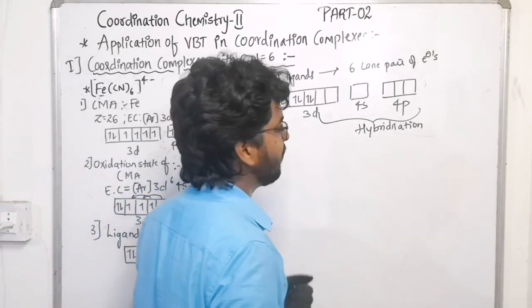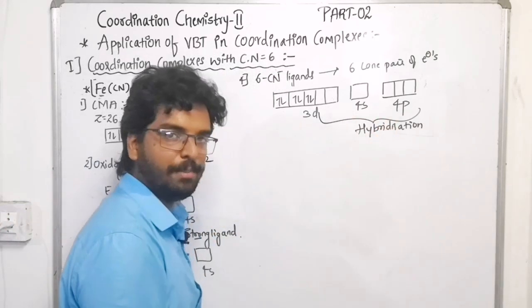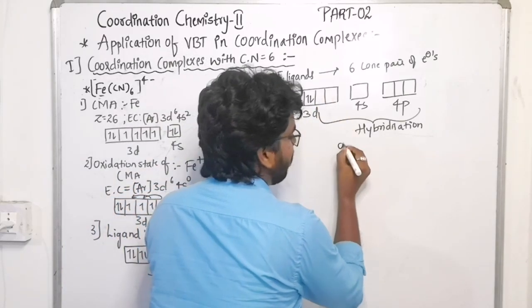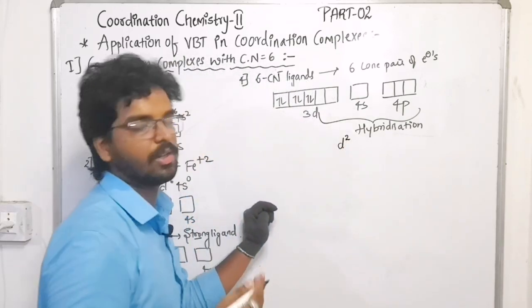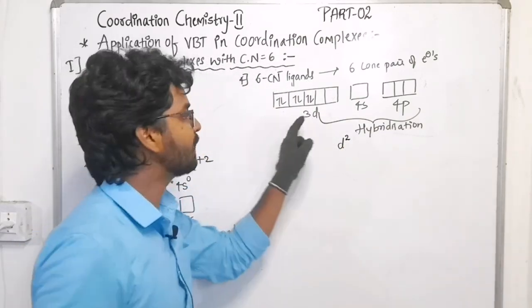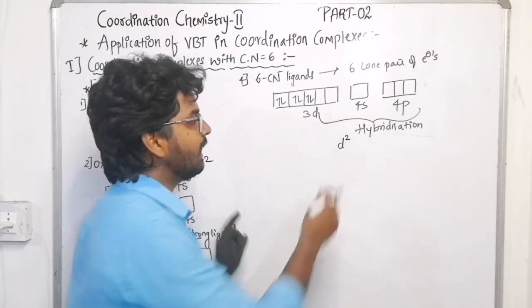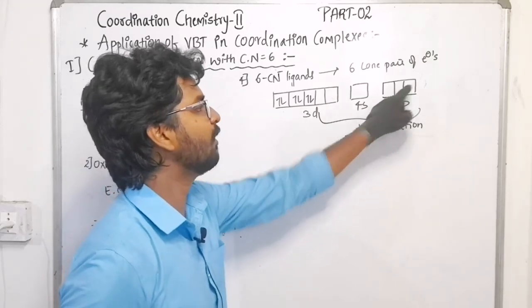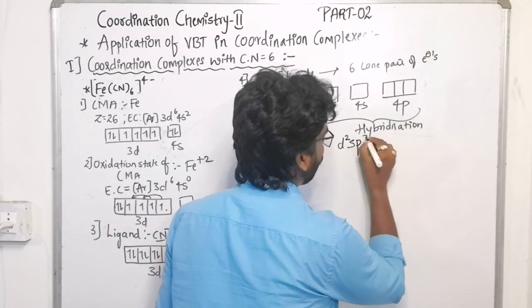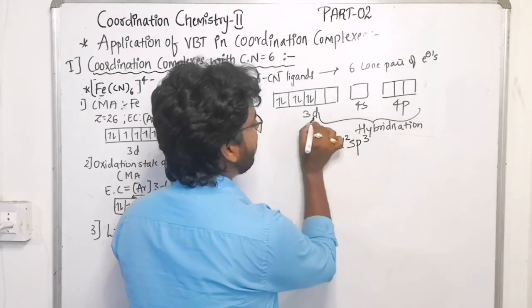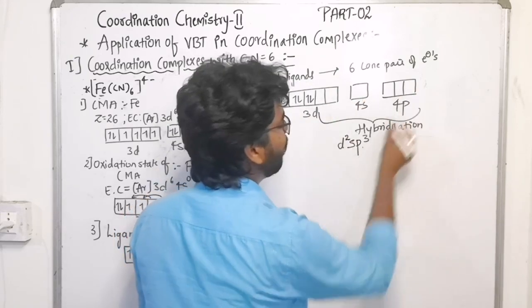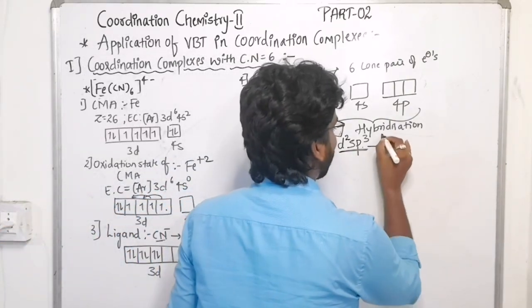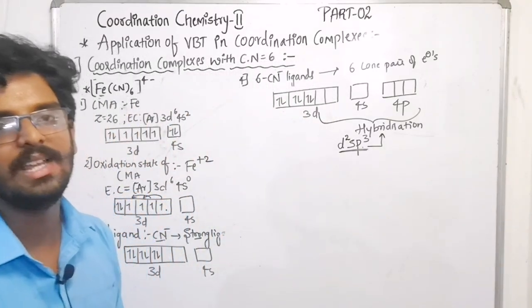So if you want to see which type of hybridization it is, very simple thing. See here, how many orbitals are of d now? Two. That is d2, sorry, 2 orbitals from 3d are involved in hybridization. From s, how many orbitals are involved? Only 1 orbital. From p, how many orbitals are involved? 3 orbitals. That is d2sp3. 2 from 3d, 1 from s, 3 from p. That is d2sp3. So now which type of hybridization is it undergoing? d2sp3 hybridization.